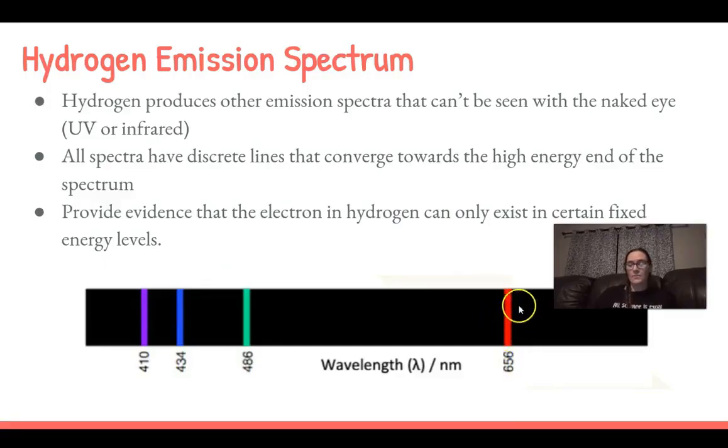And the reason that the red color is seen for the smallest energy transition is because it takes the least amount of energy to move from the 2nd to the 3rd energy level. So we're going to see the longest wavelength of visible light, which is red.